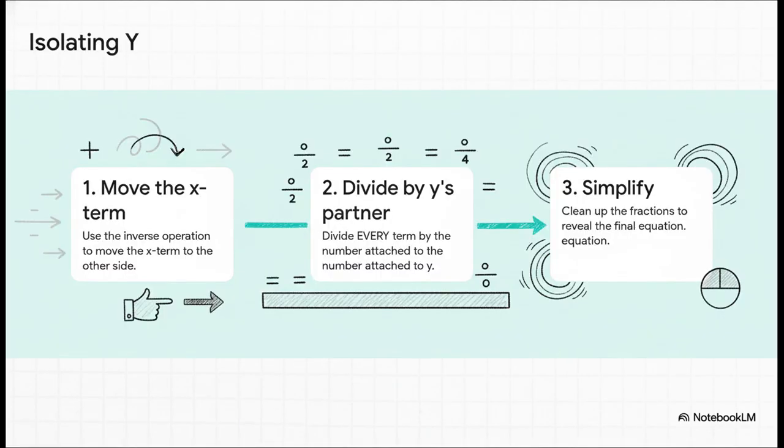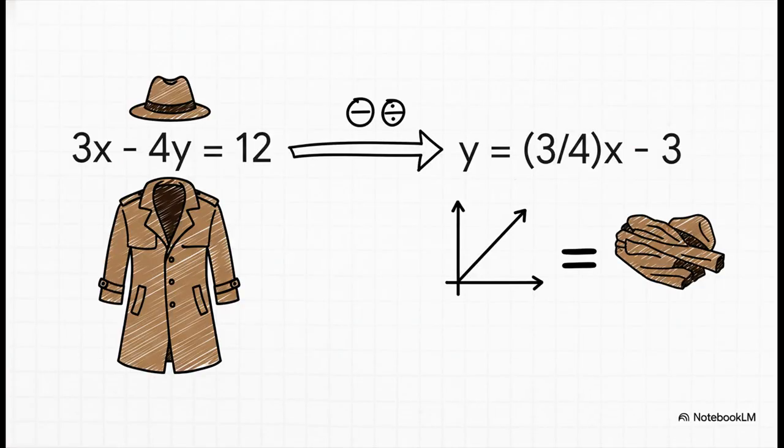And just like graphing, we can break this down into a few easy steps. First, you move that whole x term over to the other side. Second, and this is important, you divide everything by the number that's attached to y. I mean, every single piece gets divided. And finally, you just simplify and clean it all up. So let's actually do it.